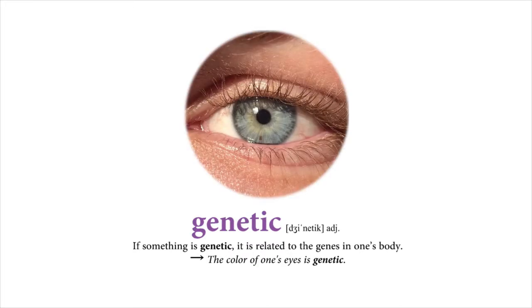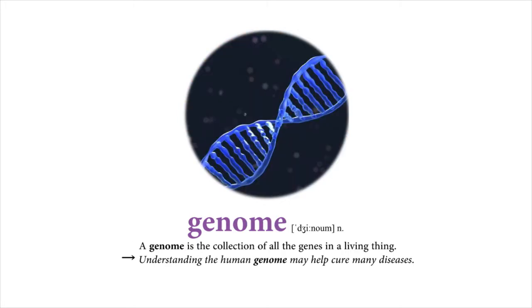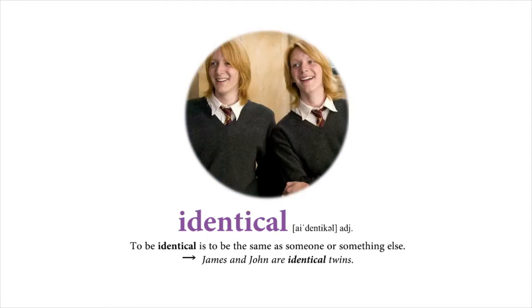Genetic. If something is genetic, it is related to the genes in one's body. The color of one's eyes is genetic. Genome. A genome is the collection of all the genes in a living thing. Understanding the human genome may help cure many diseases. Identical. To be identical is to be the same as someone or something else. James and John are identical twins.